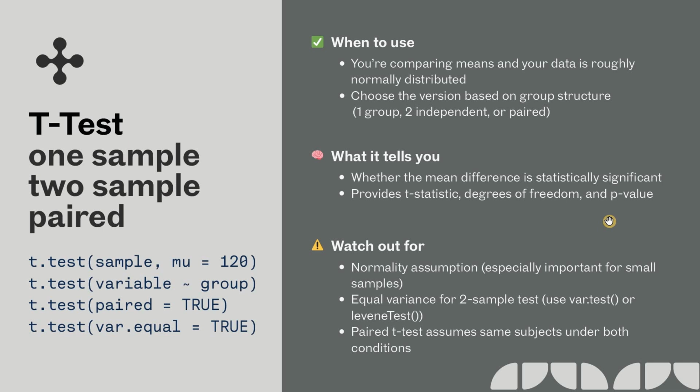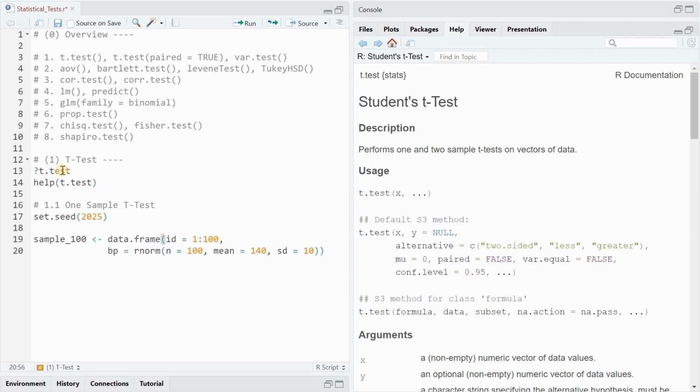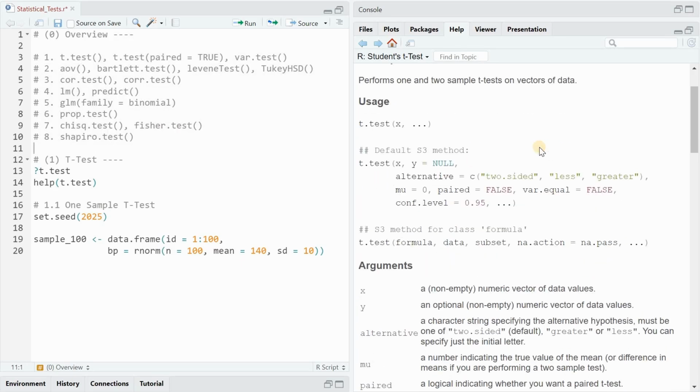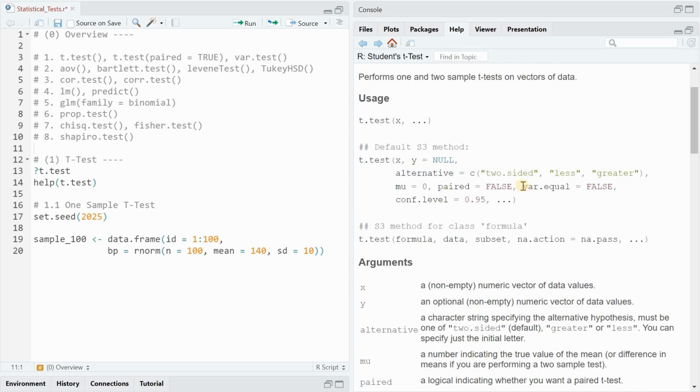Let's kick things off with our first test, the t-test, which comes in a variety of one sample, two sample, or paired. We will use it to find mean differences between groups, and we will use the var test to check for equal variance, and I will tell you when to use the more powerful paired version of the test. Each version runs with the t-test function in R, and you can use the question mark or the help function for all of these tests that we're about to see today to get additional information, to see what function arguments exist there and what the default setting is.